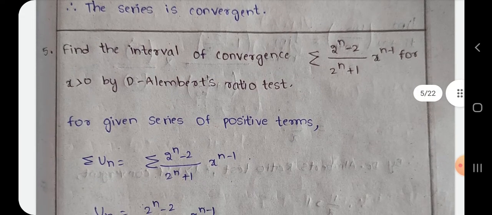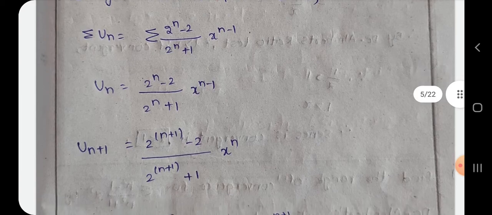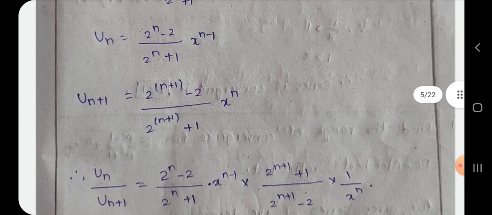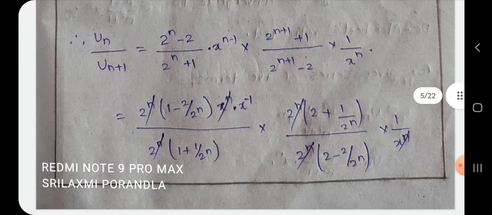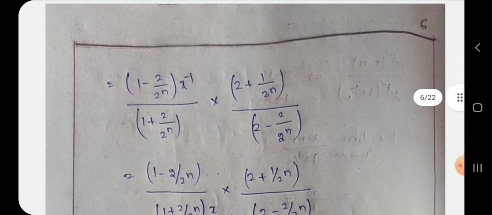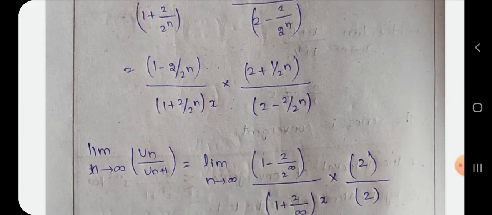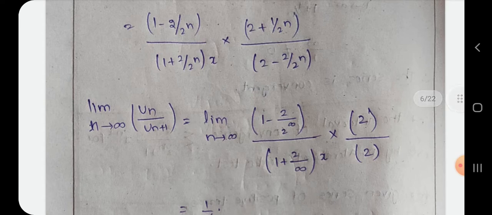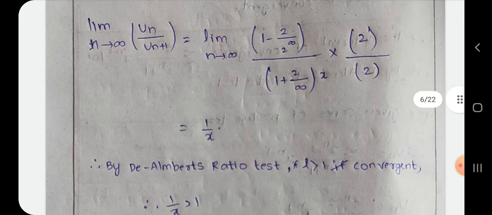Fifth one, you are getting an interval of convergence using D'Alembert's ratio test. On applying that to the summation, you select the general term, calculate un plus 1, then un divided by un plus 1. After directly making the simplification and applying your limit, you get the final answer 1 by x. As per D'Alembert's ratio test, the limit should be greater than 1 to get convergence.